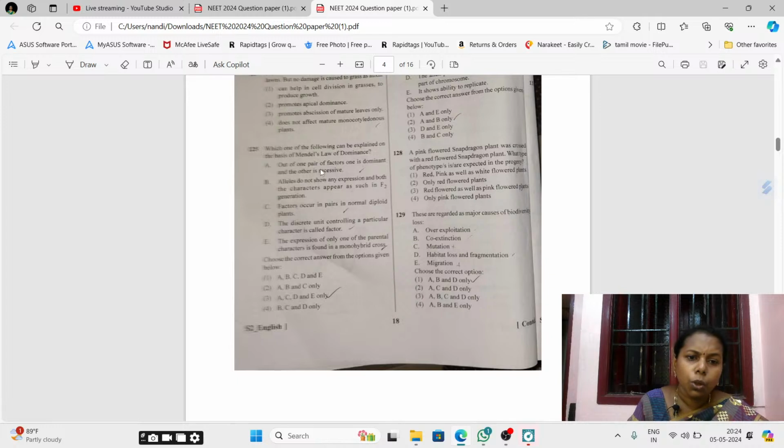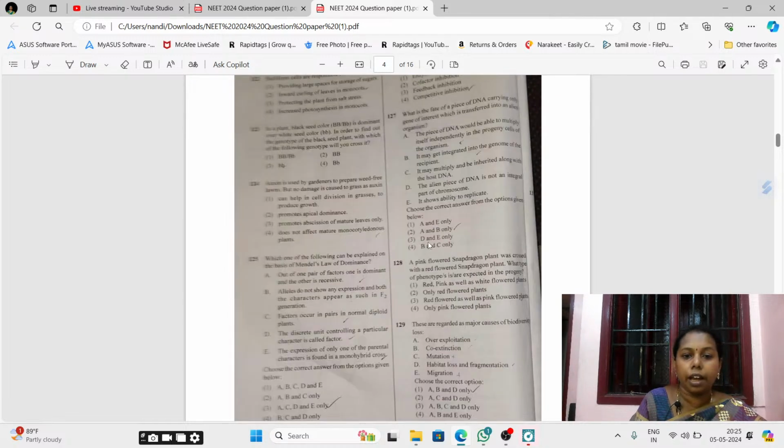125. Which one of the following can be explained on the basis of Mendel's law of dominance? Except B, all can be explained. Alleles do not show any expression? No, alleles will show expression, so that is wrong. All others are correct if you see. Out of one pair of factors, one is dominant, correct. Factors occur in pairs, correct. The discrete unit controlling a particular character is called a factor, correct. The expression of only one of the parental characters found in a monohybrid cross is correct. So that is the answer, children.